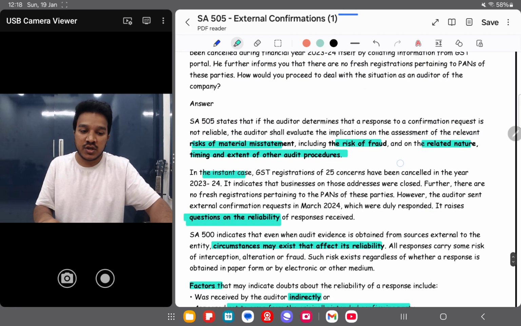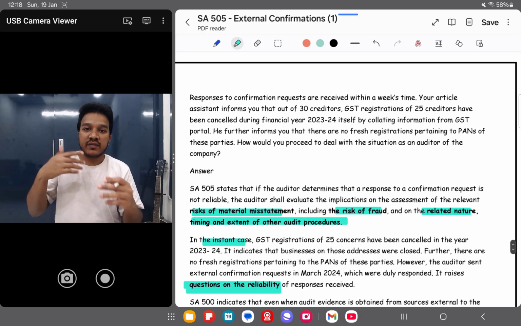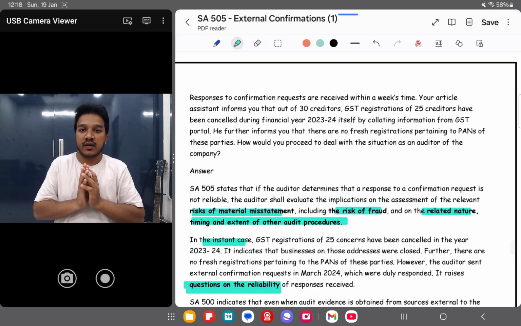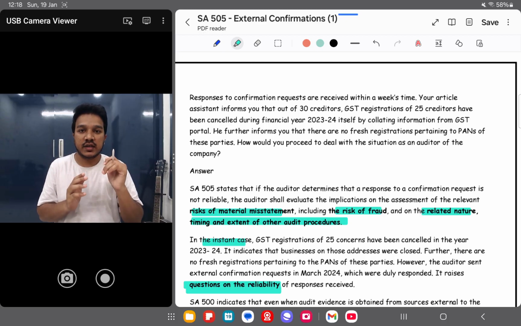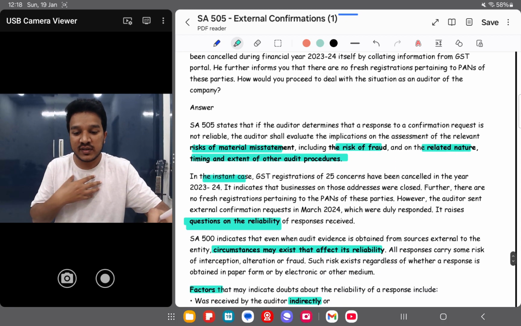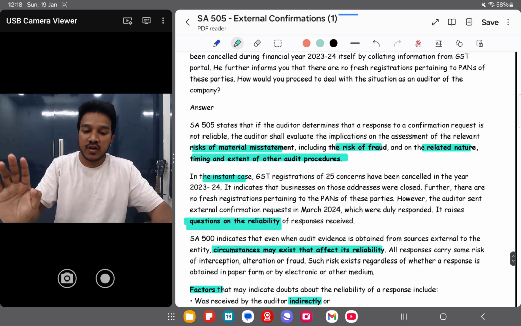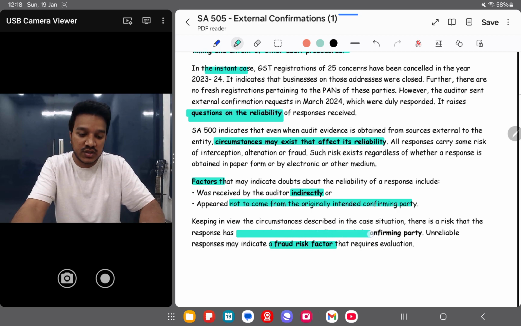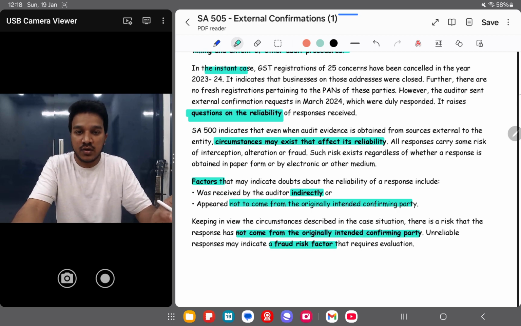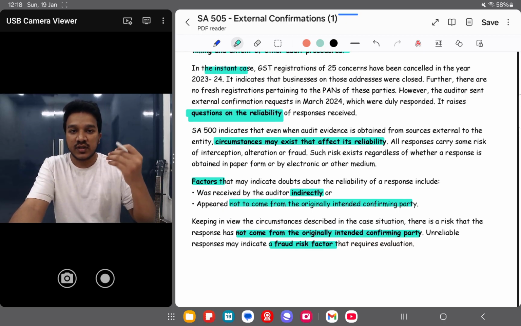Based on our question, out of 30, 25 registrations got cancelled, but you received confirmations from all the 30. It shows that you have received confirmations from some other party, not from the intended party, and that could also indicate a fraud risk factor. So that is your conclusion. There is a risk that the response has not come from the original intended confirming party, and that could lead to fraud risk factors which the auditor has to further evaluate.